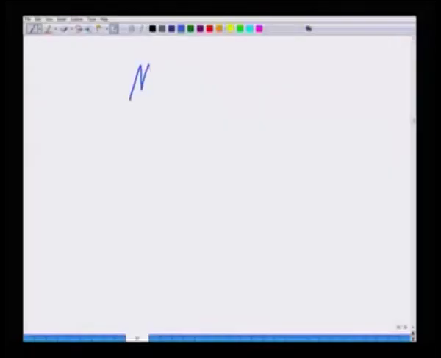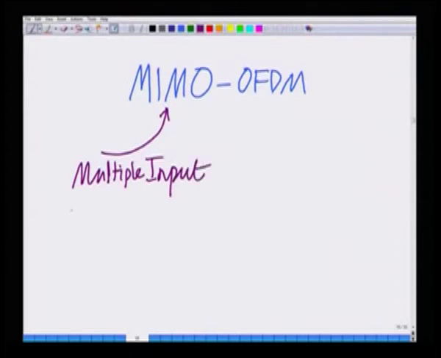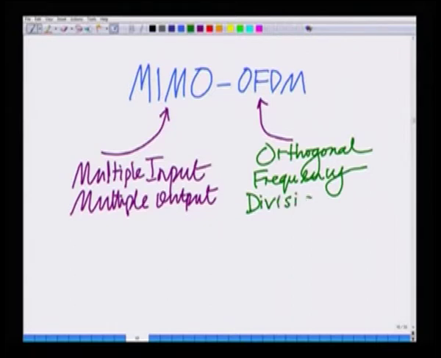So, the next topic we want to look at is MIMO OFDM, where MIMO, as we already know, stands for multiple input, multiple output wireless systems, and OFDM, just to remind you, stands for orthogonal frequency division multiplexing.